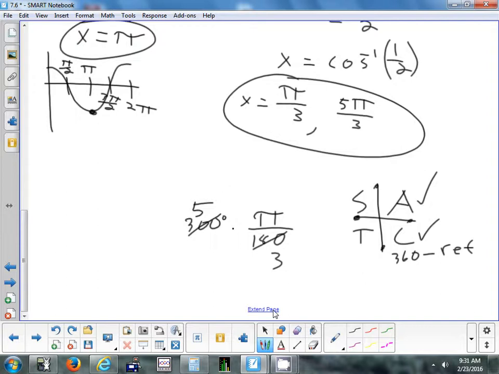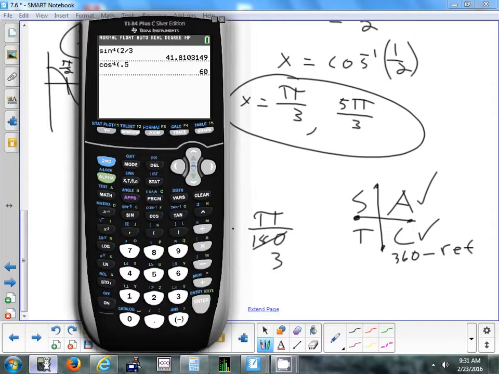Just want to double check, how'd you get the pi over 3? That came from inverse cosine of a half. We did it in degrees, so we'd get a nice answer and we could see it. And then somebody changed 60 degrees to radians for me. Inverse cosine of a half is 60, but I did degrees. This problem asked for radians, so if you do everything in degrees, that's fine. Just remember to change it to radians at the end. I like degrees. I think it's easier to work with at first, and then I change it at the end.